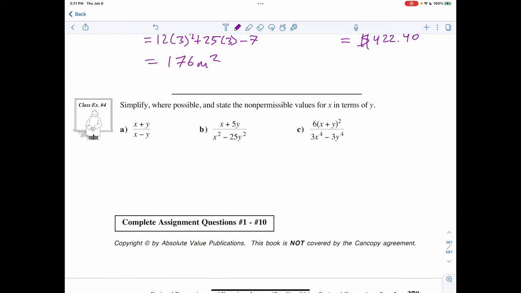Now, we will sometimes encounter expressions where it says simplify where possible, and then state the non-permissibles for x in terms of y. Well, where possible means it's not always going to be possible to simplify. But I should always be able to state some sort of a restriction. So if I'm looking at the first case, I can't factor down. There's no common factors. So all I can do is find the restriction. In this case, if I said that x minus y, the entire denominator, cannot equal 0, then when it says determine x in terms of y, it just means isolate for x. In this case, x just can't equal y. Doesn't matter what x and y are, as long as they are not the exact same number. Otherwise, it's going to cancel out and you're going to divide by 0.